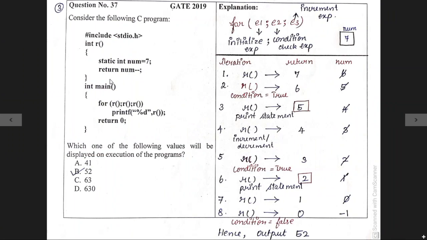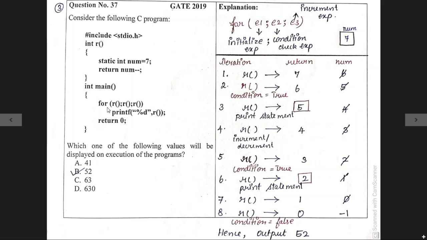In this program, the question is: consider the following C program, and the program is given to you. You need to choose which of the following is displayed on execution of this program. In this program, again, we have two functions. One is the R function, which is a user defined function, and the next one is the main function. I already told you the flow of execution will start from the main function. So inside the main function, I have a for loop.